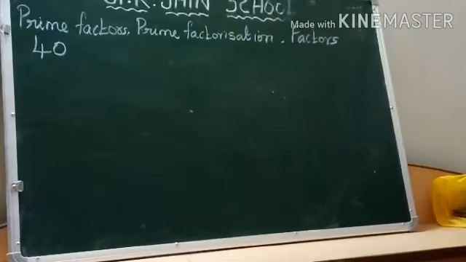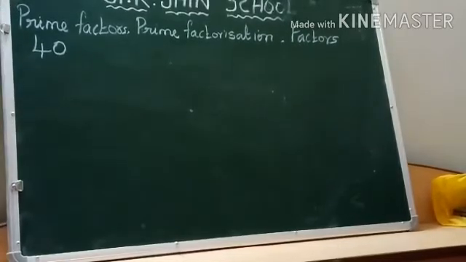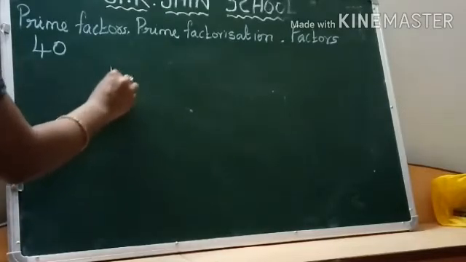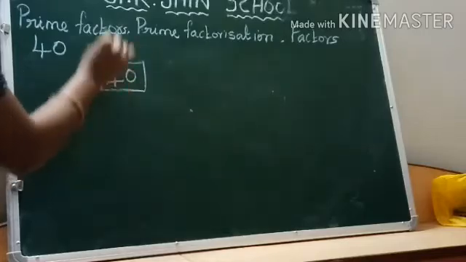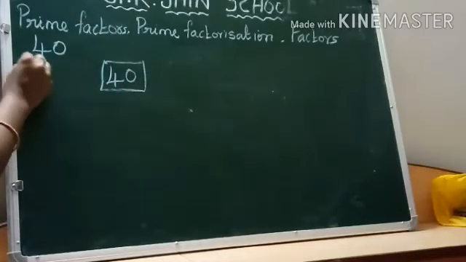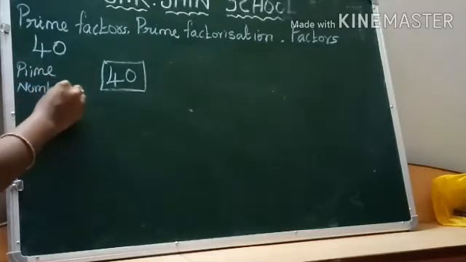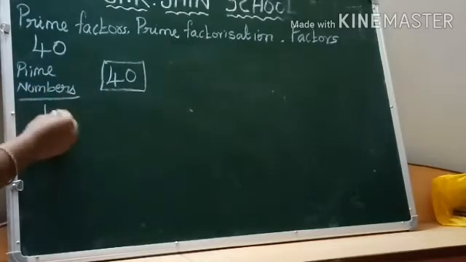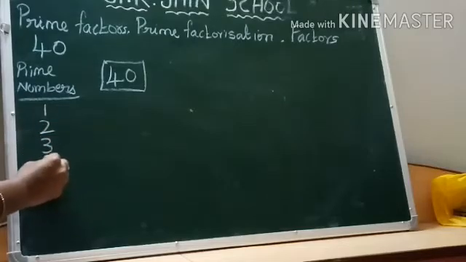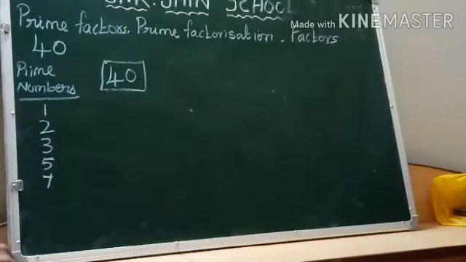Listen students, now we are going to find the prime factors, prime factorization and factors of 40. So now we are going to take the prime factors. First we must draw the factor tree. Okay, what are all the prime numbers? 1, 2, 3, 5, 7. Right, these are some prime numbers, right?